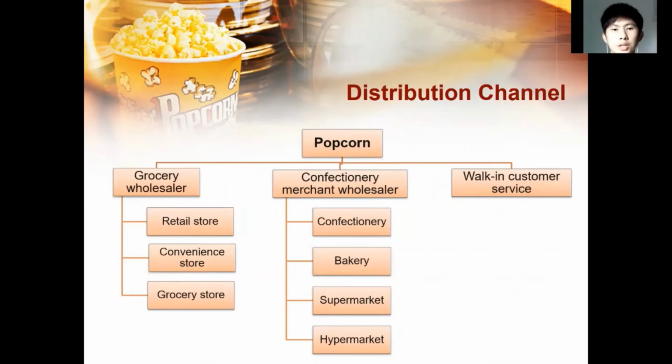This is the distribution channel of popcorn. There are 3 main distribution channels. The first is the grocery wholesaler, which includes further distribution to retail stores, convenience stores, and grocery stores. The second is the confectionery merchant wholesaler, which will further distribute the popcorn products to confectioneries, bakeries, supermarkets, and hypermarkets. If a nearby consumer wants to buy our popcorn, we will also provide walk-in customer service so they can directly purchase the popcorn from us.